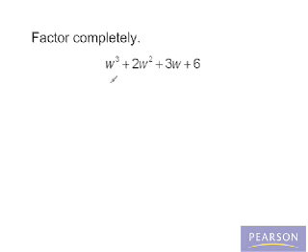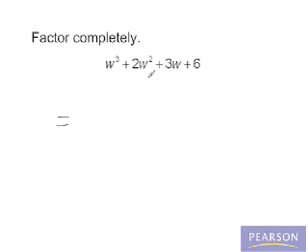Factor completely w cubed plus 2w squared plus 3w plus 6. We see that we cannot factor any common factors out of all four terms, therefore our GCF is 1. And what is the case with most four-term problems that we need to factor? We will factor them by using the grouping technique, meaning we will group terms together that share a common factor.